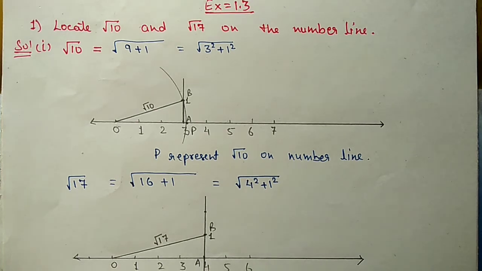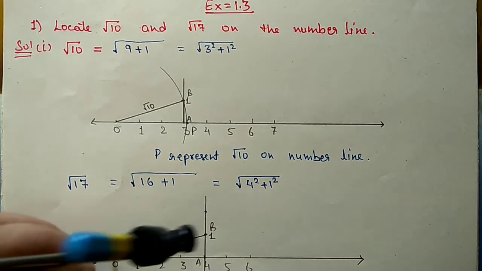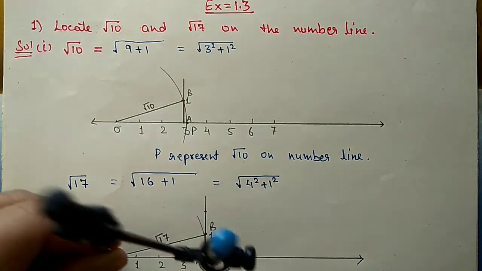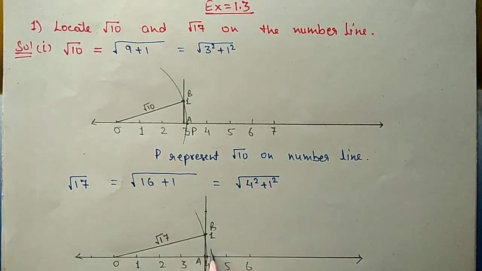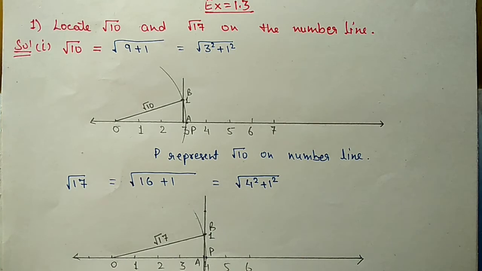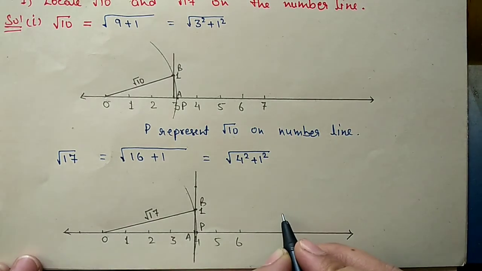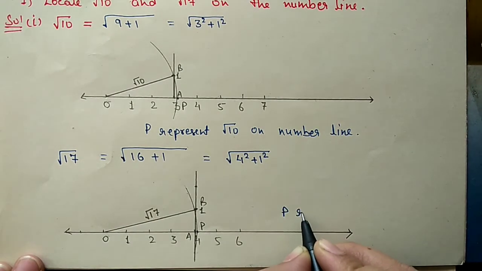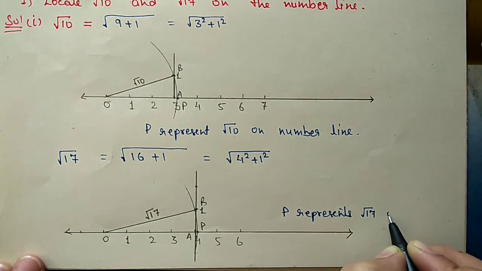So for that again we will do the same thing. We will take the distance from O to B in the compass and then keep the compass nib at O and put one arc. This arc should go from B. And wherever this arc cuts the number line, that is the point P. This point is P and this is the location of root 17 on the number line. So we can write here, P represents root 17 on the number line.